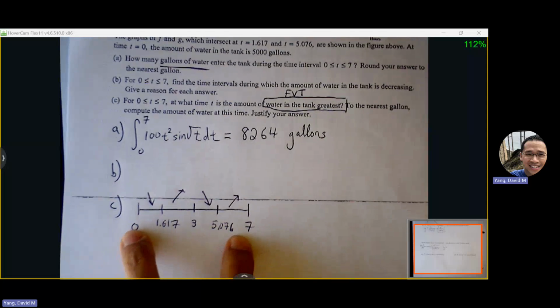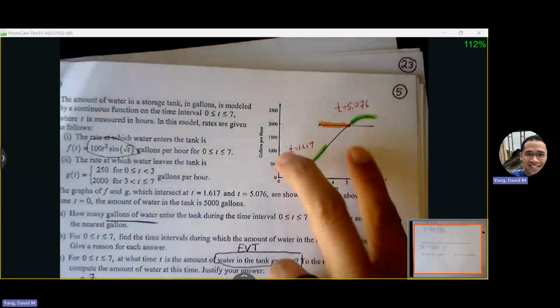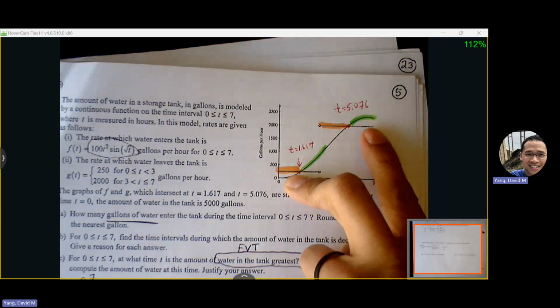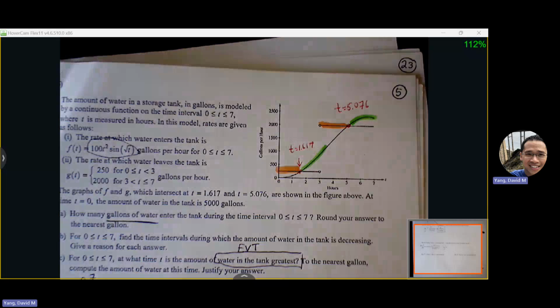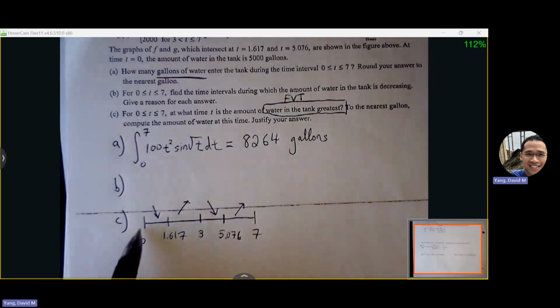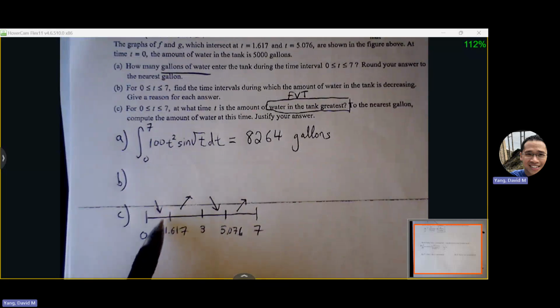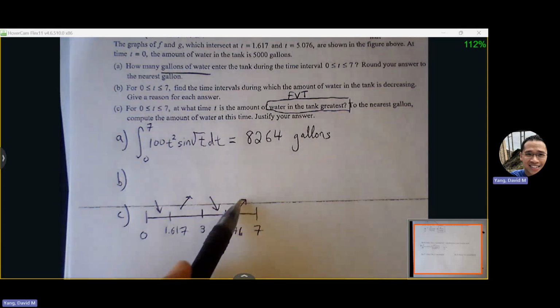So I'm creating a sign line here just to help us visualize what we already knew, in terms of water level rising and falling. We know that at the beginning, the water level is going to fall. It's going to hit some relative minimum. It's going to rise, hit a relative max, fall, minimum, and rise again to 7.